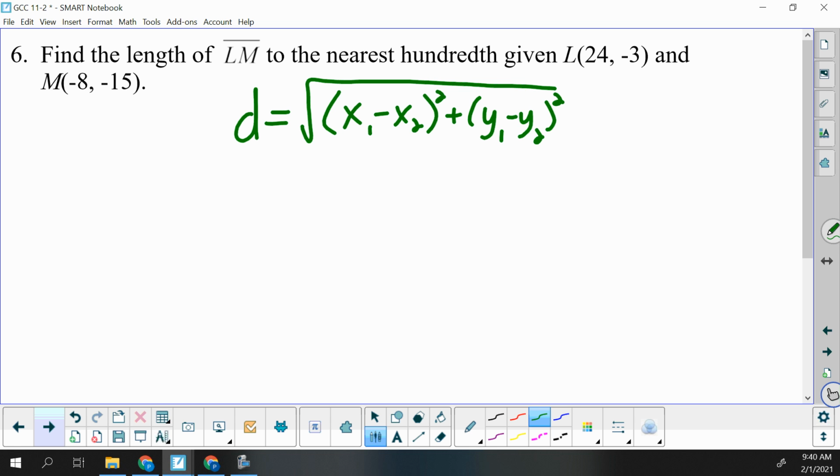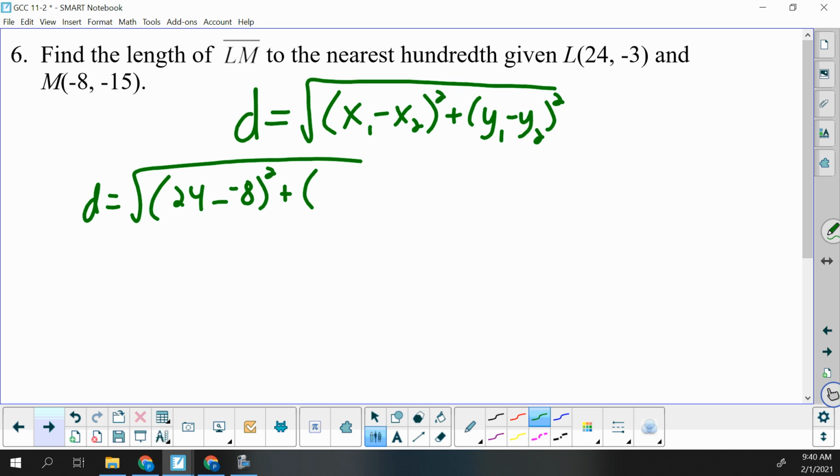Doesn't matter which one you let x1 be as long as you're consistent and start with its y value. So let's maybe just do d equals square root of (24 minus negative 8) squared plus, since we started with 24, we've got to start with its y value of negative 3, minus negative 15, squared. If you're subtracting a negative thing, you should have minus and then the negative number. That's a common mistake with these.